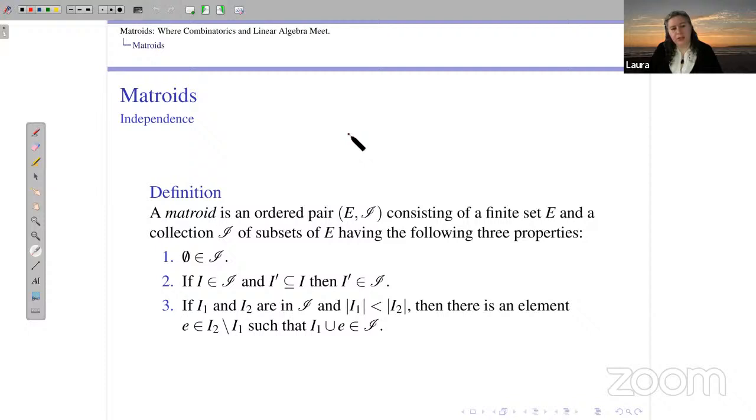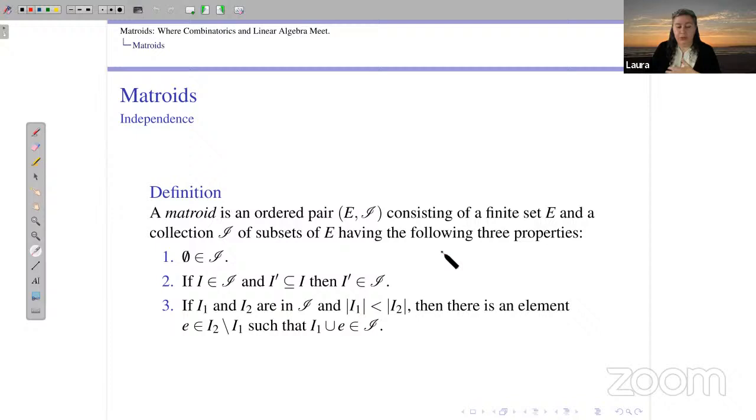And he came up with this definition. He said, I will call something a matroid if it is a set system. So I will have a ground set and a distinguished family of subsets. This ground set, I'm going to consider it finite, although there are infinite matroids, but let's stick with finite for now. And this distinguished family must have these three properties.